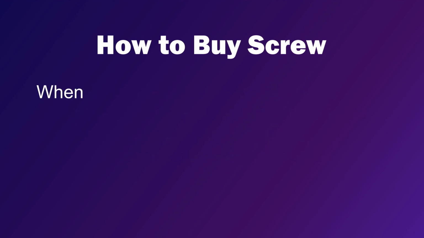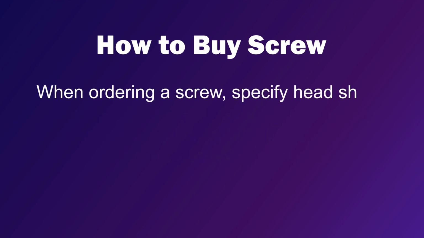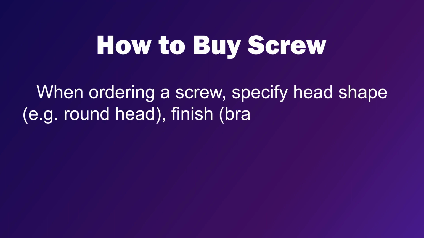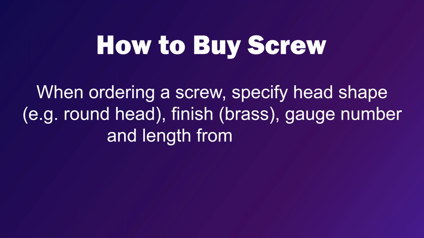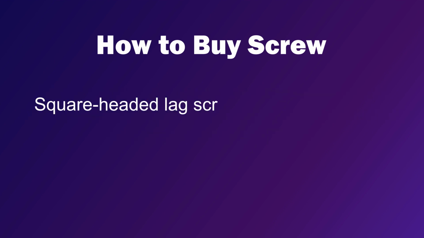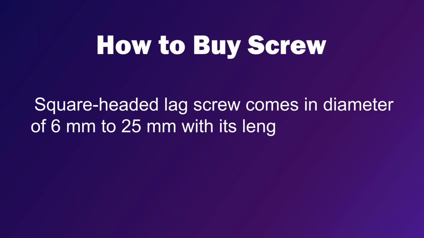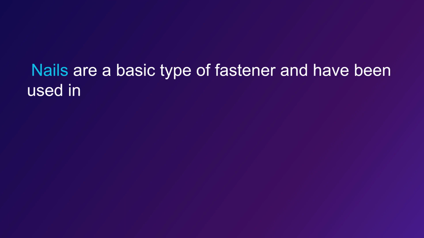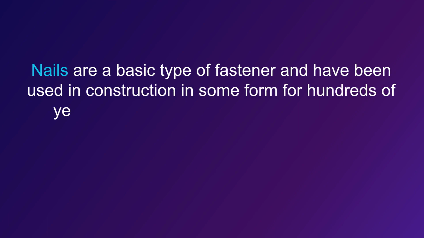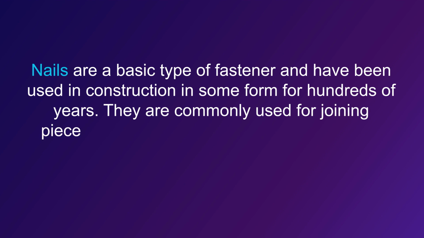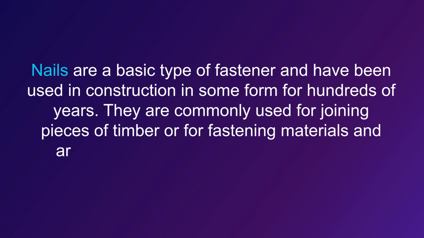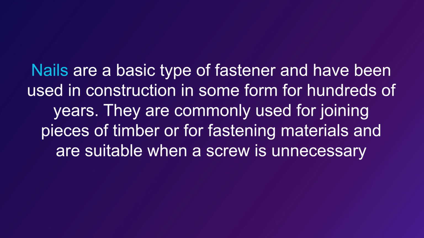When ordering screw, specify head shape or round head, finish or the brass, gauge number, and length from 2 to 5 centimeters. Square-headed lag screw comes in diameter of 6 mm to 25 mm, with its length from 4 centimeters to 30 centimeters. Nails are a basic type of fastener and have been used in construction in some form for hundreds of years. They are most commonly used for joining pieces of timber or for fastening materials to timber and are suitable when a screw is unnecessary.